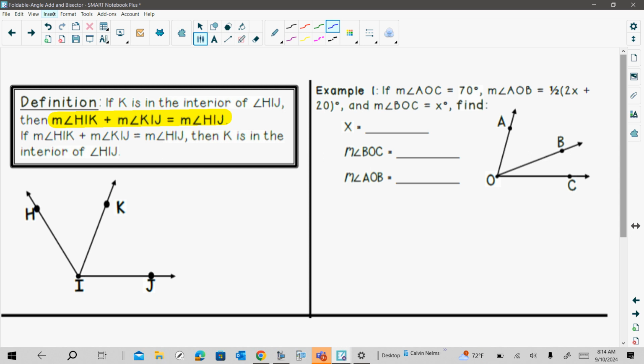So I'm going to stamp the foldable and then I'm going to stamp the mixed practice. Both of these will go in your spiral. We're about to end the unit here. And then you have a practice worksheet that goes with this.